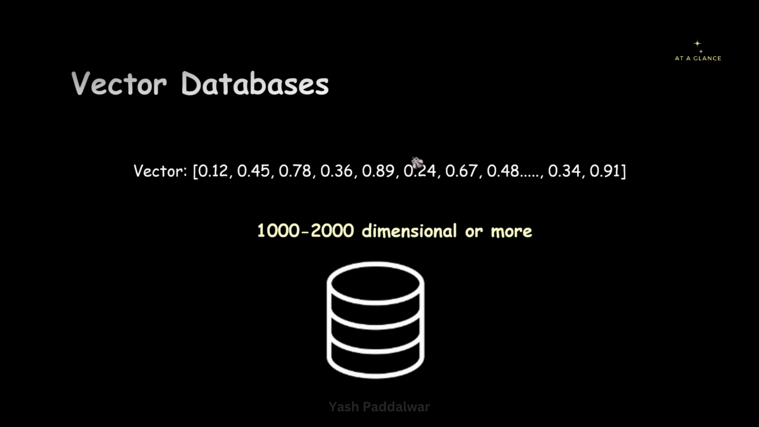Now, in this case, if we try to store this vector in this database, it's hardly possible. It's very difficult to store a vector of this many dimensions in this database because relational databases have some fixed length of each and every value.